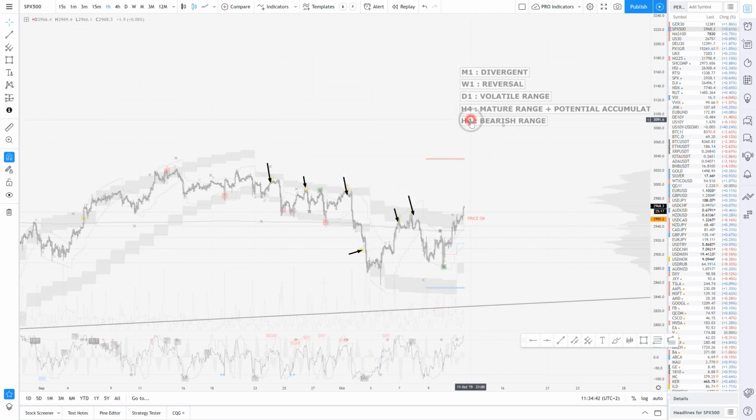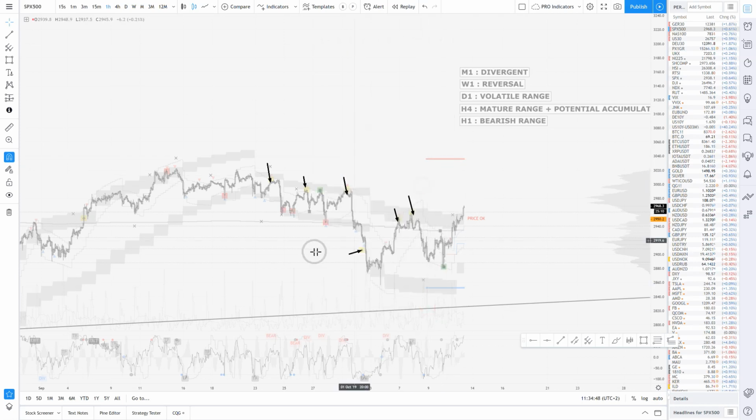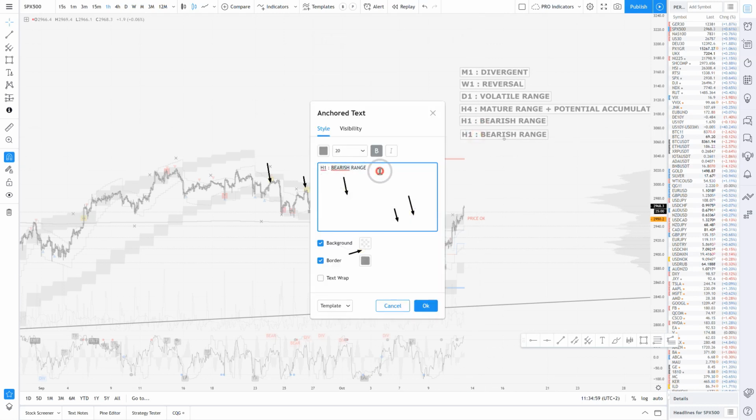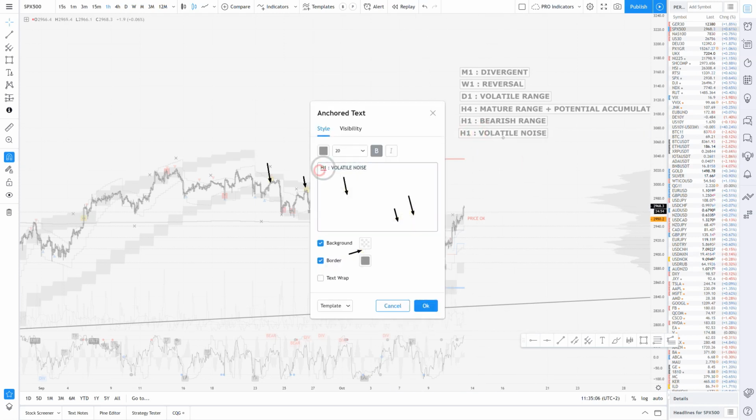trading. That's the H1 time frame. And anything below this is an absolute mess. As you can see, it's just pure noise. We've got a bearish trend in here showing absolute reversal. So anything below is just volatile noise. So remember that. How do you deal with that?